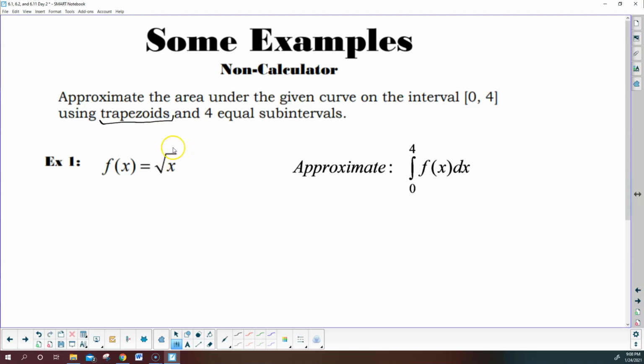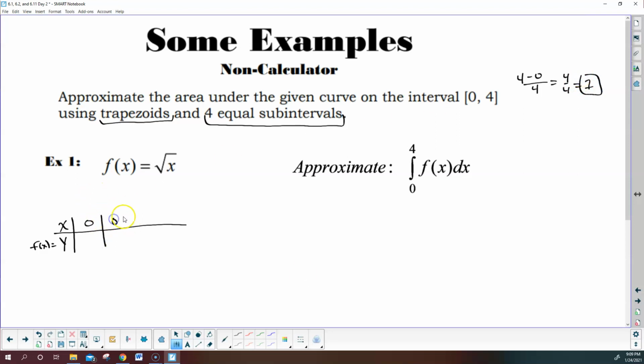What I would do is we're going to create a table, right? Because if they don't give me a table, you want to create one. So we know x, we know y. We could call this f of x, same thing. But I'm going to go from 0 to 4, and I want 4 equal subintervals. Because that word equal, I'm technically finding the width of each one, which was 4 minus 0 divided by 4, which each width is 1. So that's really nice and friendly. I'm going to go up by 1 each time.